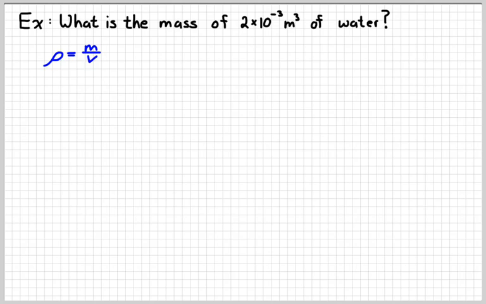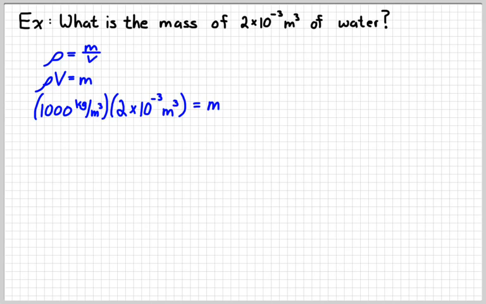So we know that density is mass over volume. And so rearranging that equation, solving it for m, we would get rho times volume equals mass. We know the density of water, 1,000 kilograms per cubic meter. We're given a volume of water, 2 times 10 to the negative third meters cubed. And so if we multiply those together, we'll get our mass.